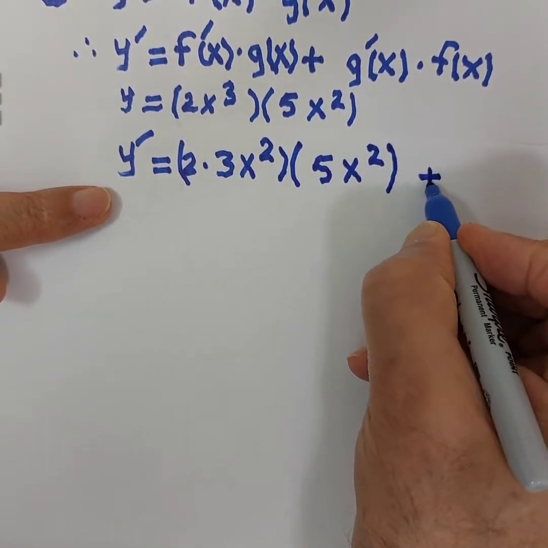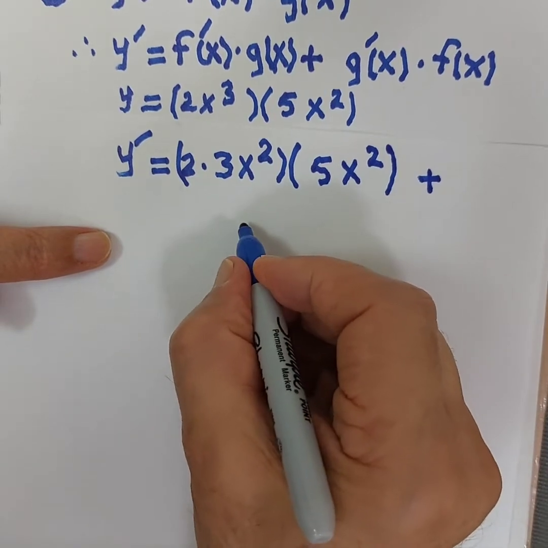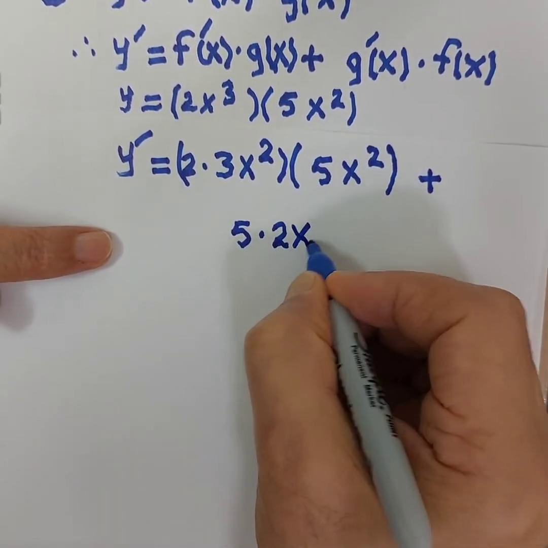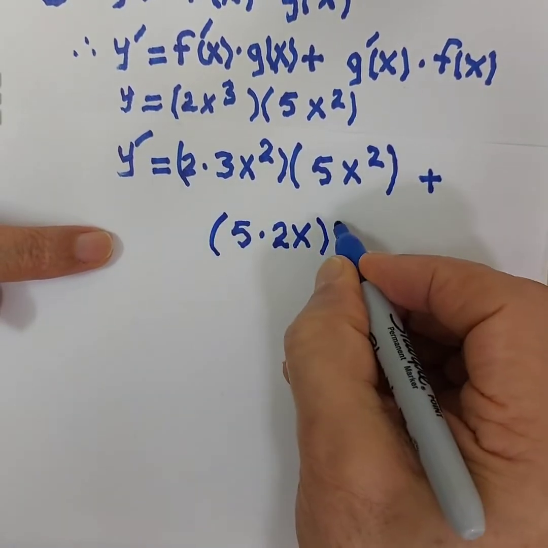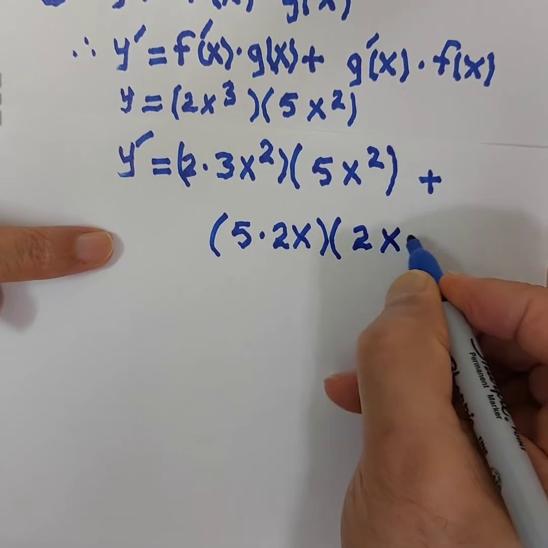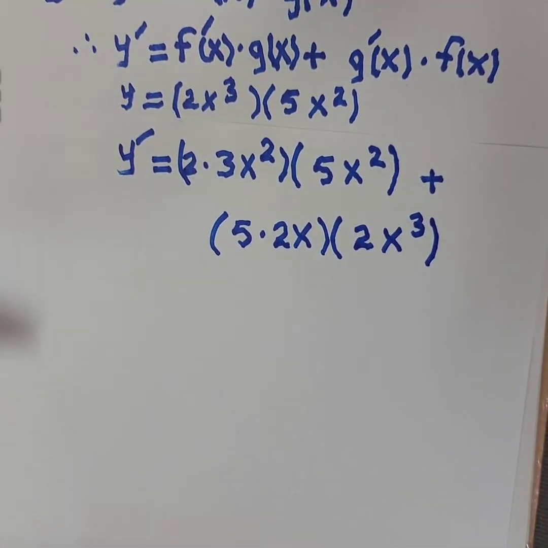plus the derivative for the second function, which is 5 times 2x, multiplied by the first function without derivative. After that, you can remove the brackets and simplify the answer. Okay? So this is the second rule.